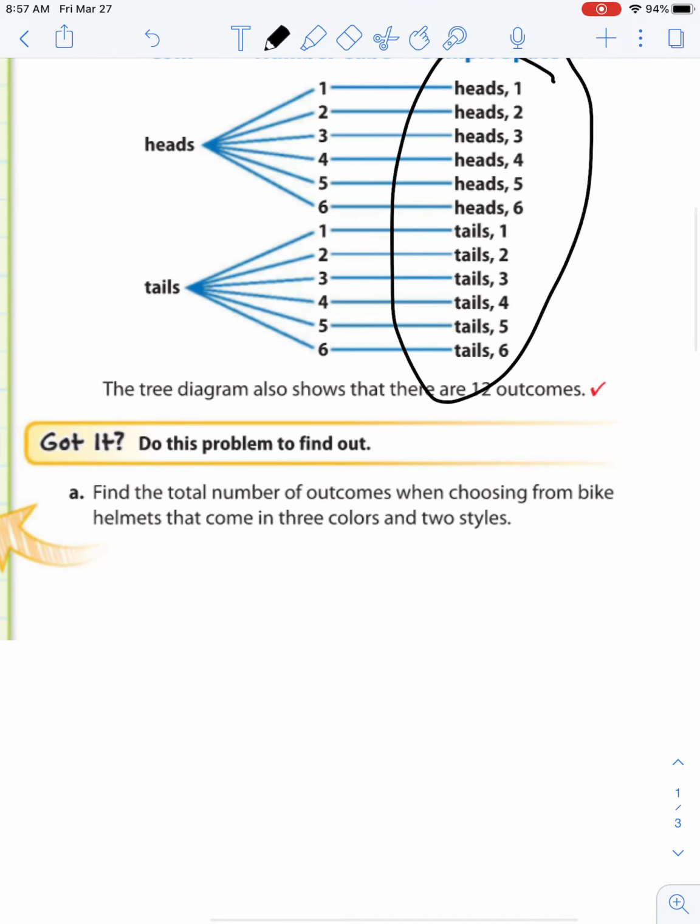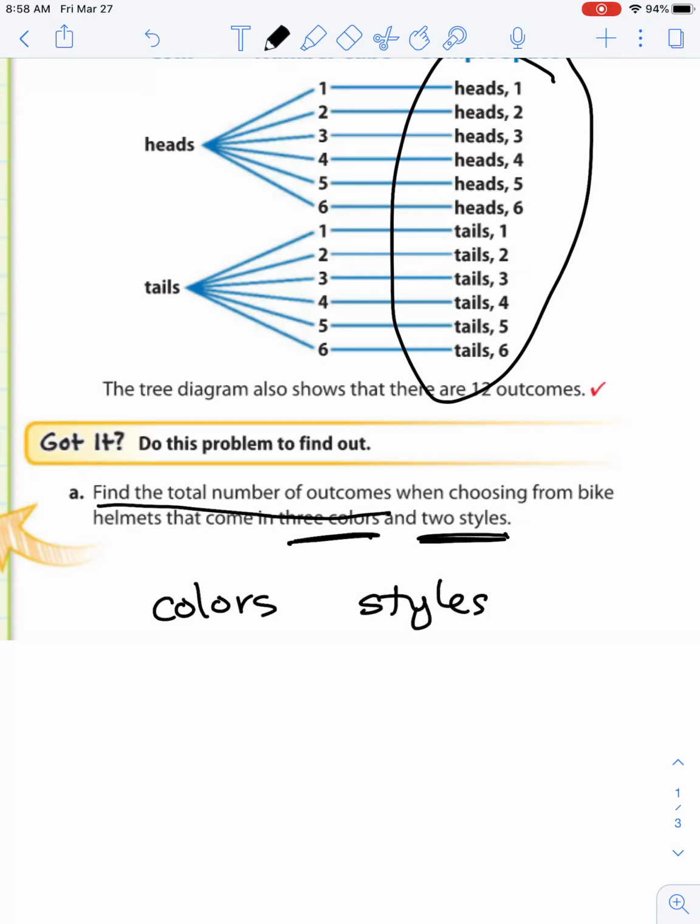So in this got it example, it's asking us to find the total number of outcomes when choosing from bike helmets that come in 3 colors and 2 styles. So you're going to choose a bike helmet and you're choosing between colors and you're choosing between styles. For colors, there's 3 options to choose from. And for styles, there's 2 options to choose from. Multiplying those together, we get 6, so there would be 6 total outcomes. I also like to think of the outcomes as possibilities or combinations.